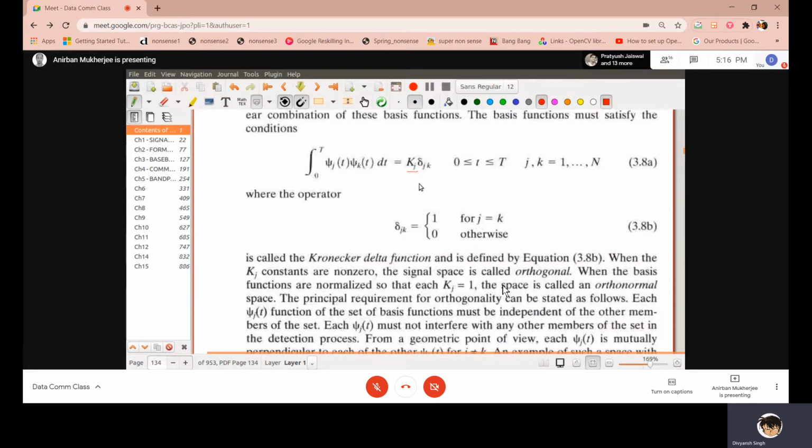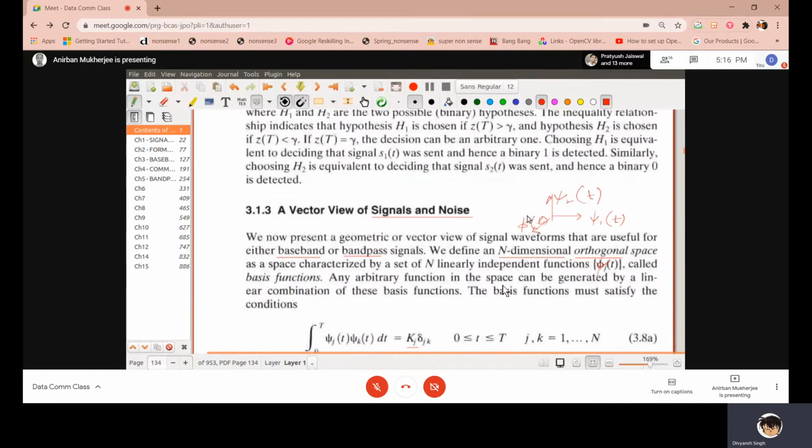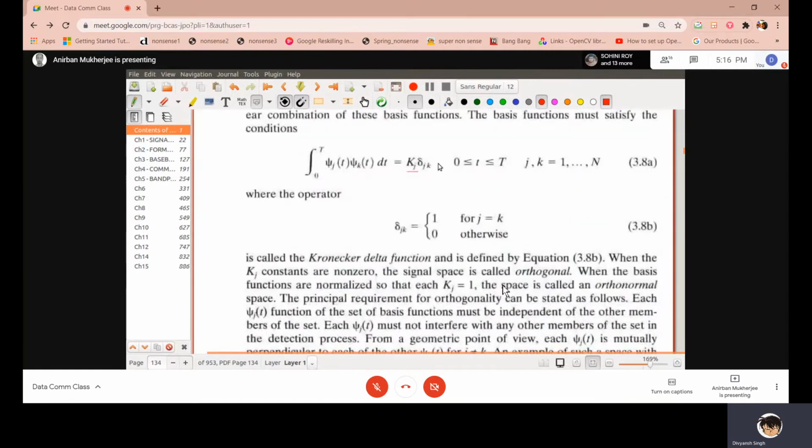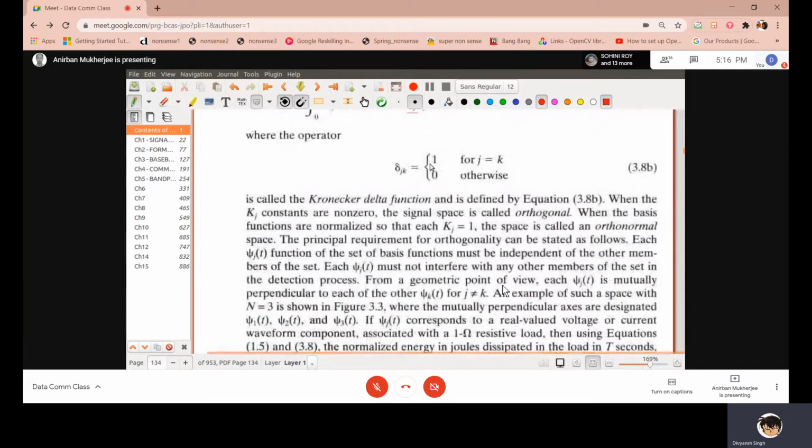So this space is called signal space. Anyway, you talk about the vector space in your maths course. So the same thing. Okay.